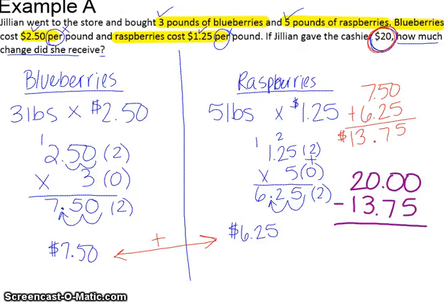So what I have to do is borrow. And so when I borrow, I know that this 2 now becomes a 1. And then this becomes a 9, and then this becomes a 10. So I do 10 minus 5, which is 5, 9 minus 7, which is 2. I go ahead and bring down that decimal. 9 minus 3 is 6, and then 1 minus 1 is 0. And so I know that my change is going to be $6.25. So once I give that cashier that $20 bill, I'm going to get $6.25 back. So let's look at example B.